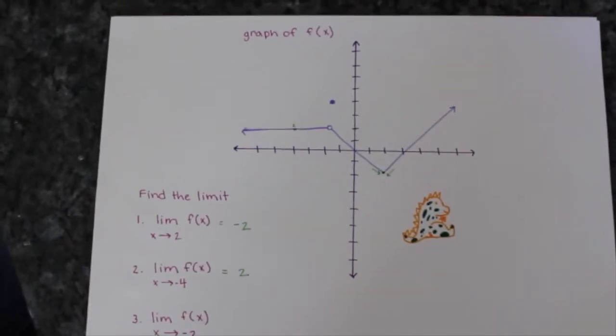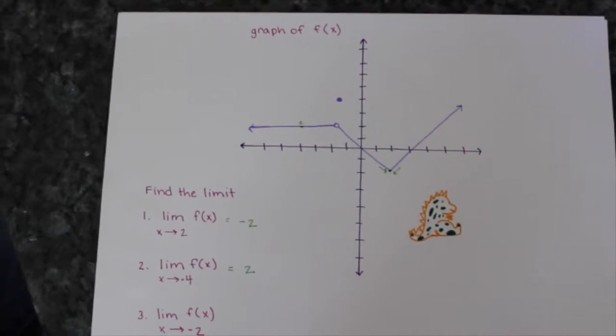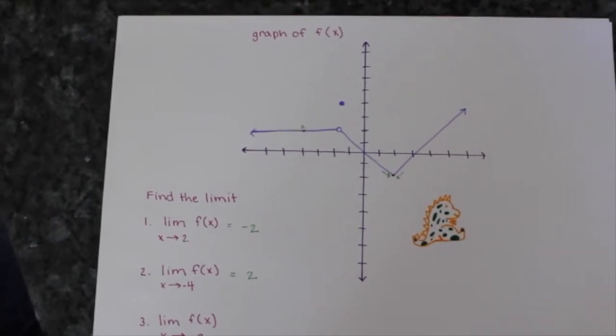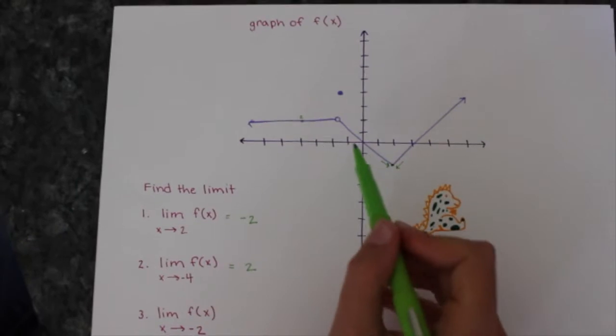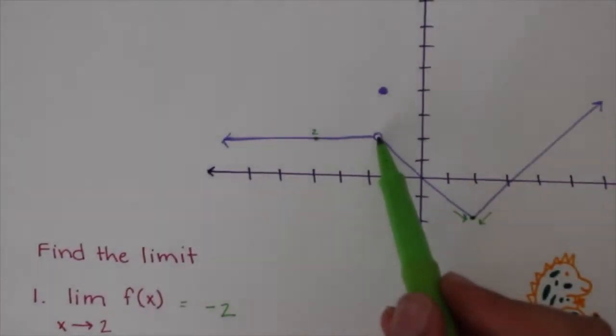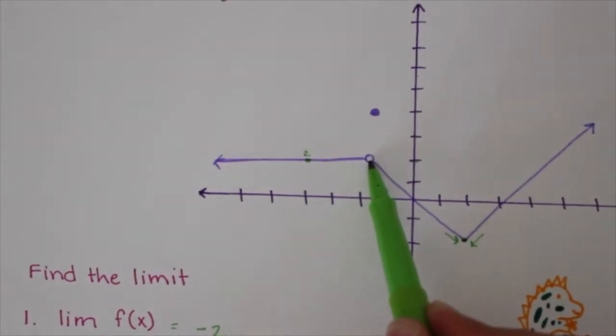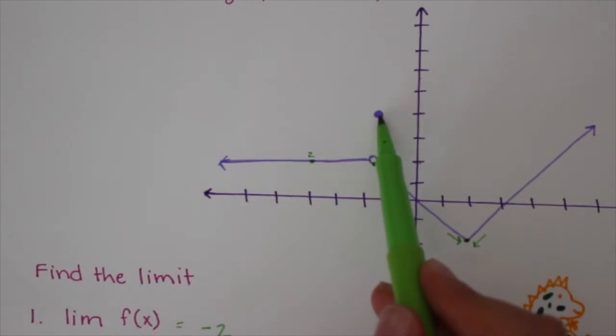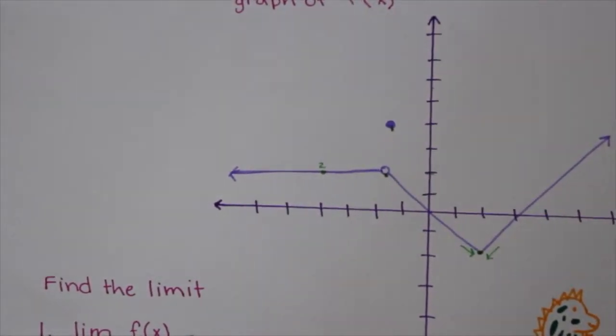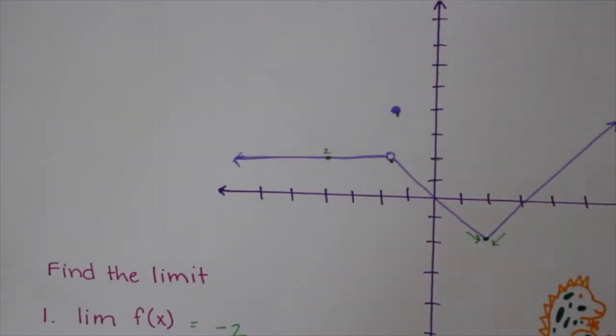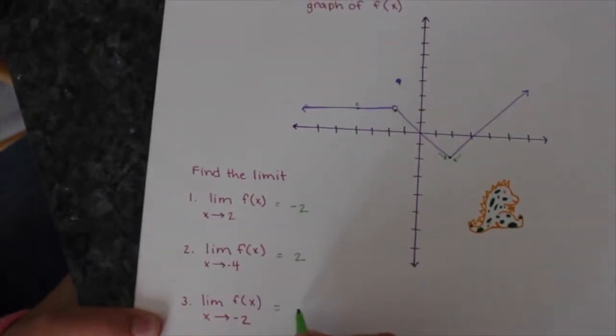And then for the last one, it says find the limit of f of x as x approaches negative 2. So when you find negative 2, you see that there's a hole at 2 on the graph, but then there's also a point at 4. So because of this, the point can fill the hole, and therefore the limit would be 2.